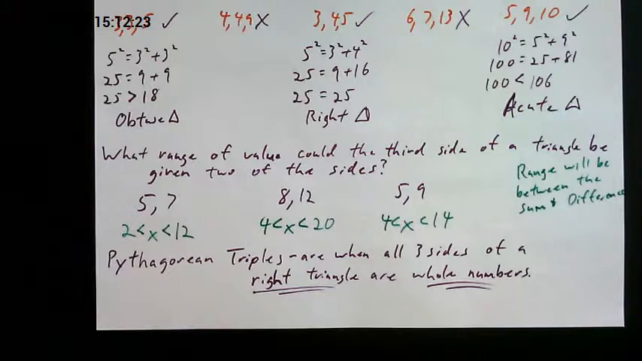So, if the sides are 3, 3, and 3, they're all whole numbers, so would that make it a Pythagorean triple? No, because that's not a right triangle. If you were to plug that into our Pythagorean theorem, you'd see that one of the sides, after you squared it, is less than the other 2 sides squared, so it'd be an acute triangle. So again, it has to be a right triangle.